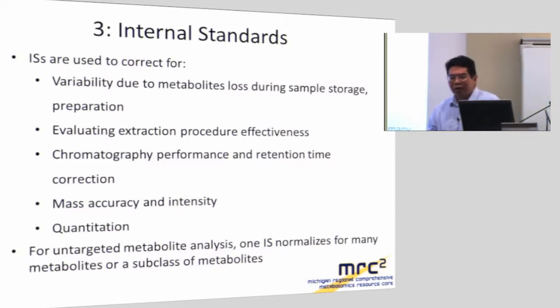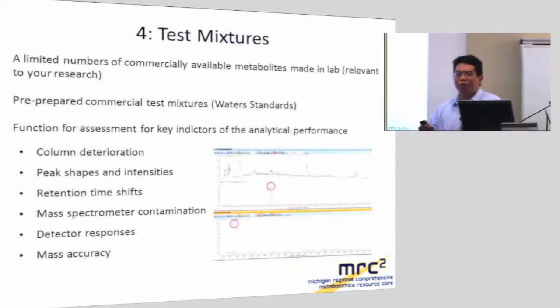For untargeted analysis, if you measure thousands of compounds, you cannot afford to buy 1,000 internal standards for 1,000 compounds. So in that case, a subclass of internal standard can be used for a whole class.